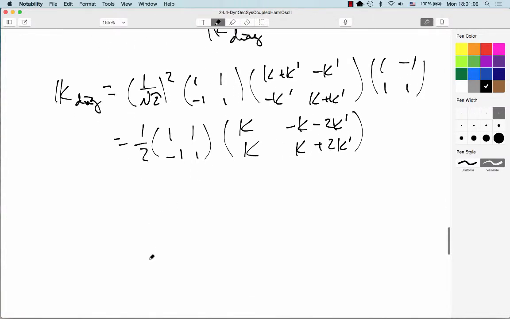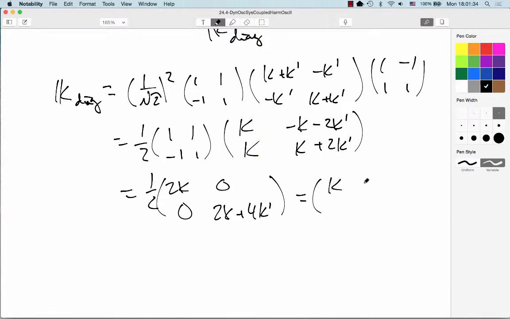And then let's go ahead and do the next multiply, so I have 1/2 times, doing that gives me 2k. Doing this gives me 0. Doing this gives me 0. Doing this gives me 2k plus 4k prime. Okay, multiply through by the 1/2, and I get k, 0, 0, k plus 2k prime.